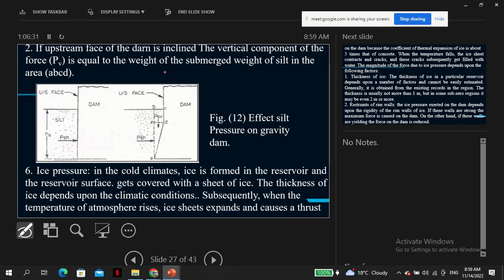So, ice pressure. In cold climates, ice is formed in the reservoir, and the reservoir surface gets covered with a sheet of ice.